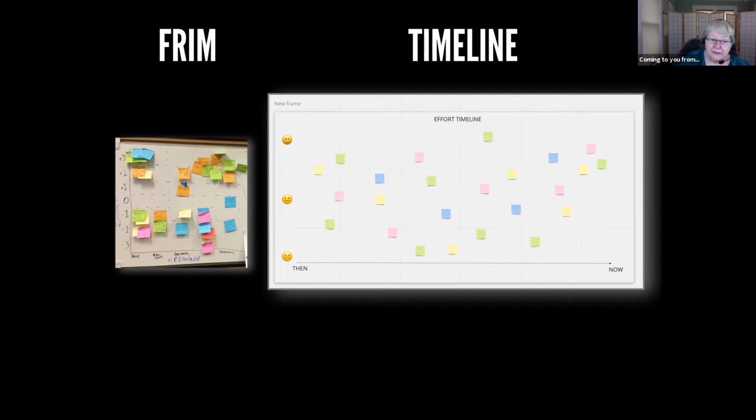So we have people write on sticky notes things that happened over the course of the period of time that we're looking at, and then they place them on a grid according to: did that have a good impact on the team and our work together? Did it have a bad impact on the team or our work together? And then how often did it happen? And then we can begin to look at those. So if you look at this particular FRIM, think about what you see there. How would you unpack that?